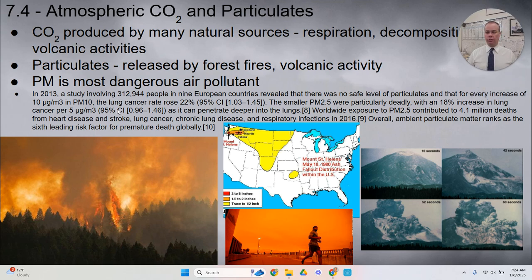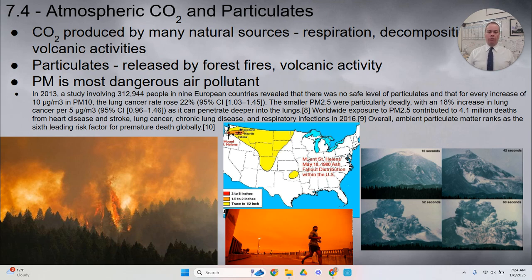And I put in the notes this quote. This is a 2013 study. And basically, what it does is it links the risk of lung cancer to particulate matter exposure. And so basically what this study found is there's no safe level of particulate matter, and that every increase in PM10 or PM2.5 results in an increase in lung cancer risk. And this, as I said earlier in topic 7.1, the finer that particulate matter, the smaller the particles, the more dangerous, because it can get deeper into the lung tissue.